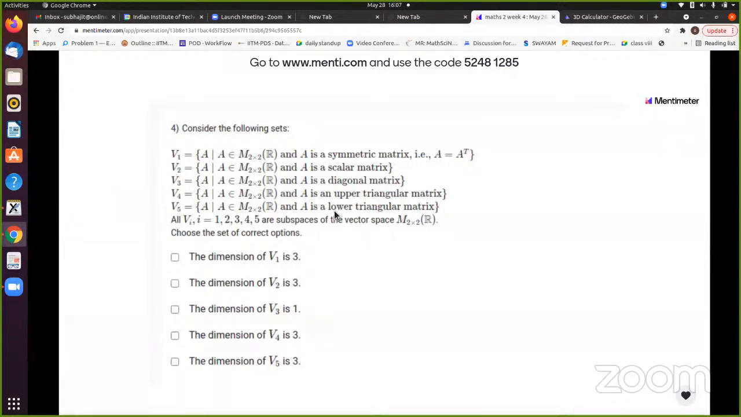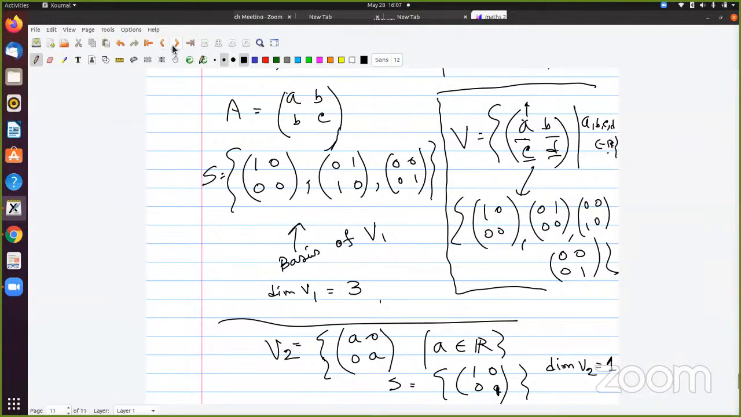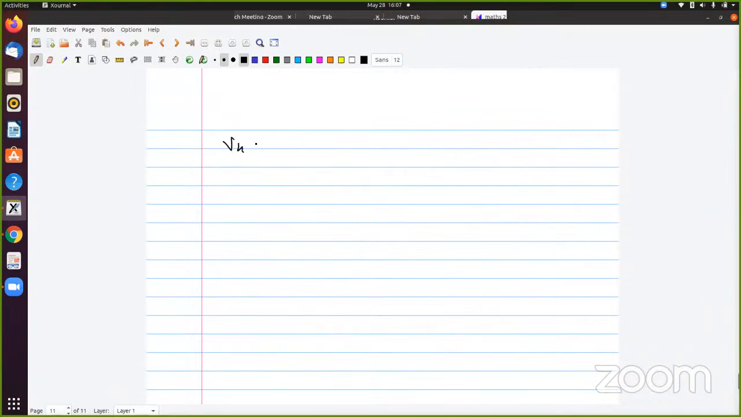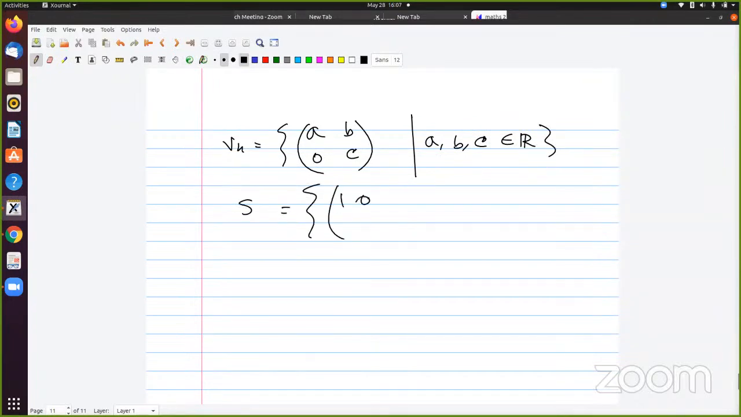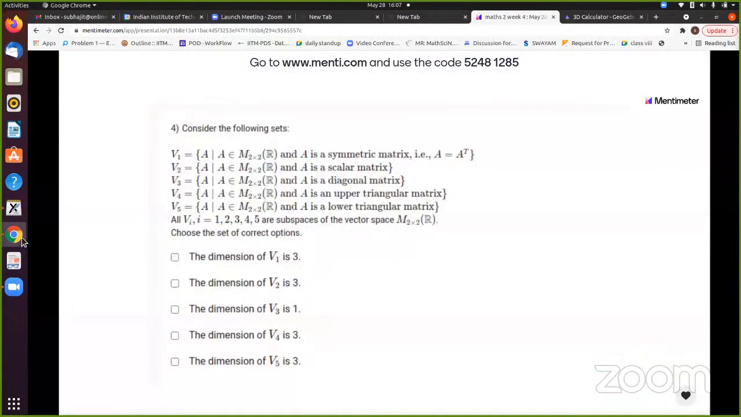For the fourth one, upper triangular matrix? 3 dimensions. Let me write that. Upper triangular matrix means what? A, B, C in the upper part, and this is 0. So 3 dimensions, 3 free variables. So this is a 3-dimensional vector space, right? This is a basis. Clear? Same for lower triangular, so this is also 3.